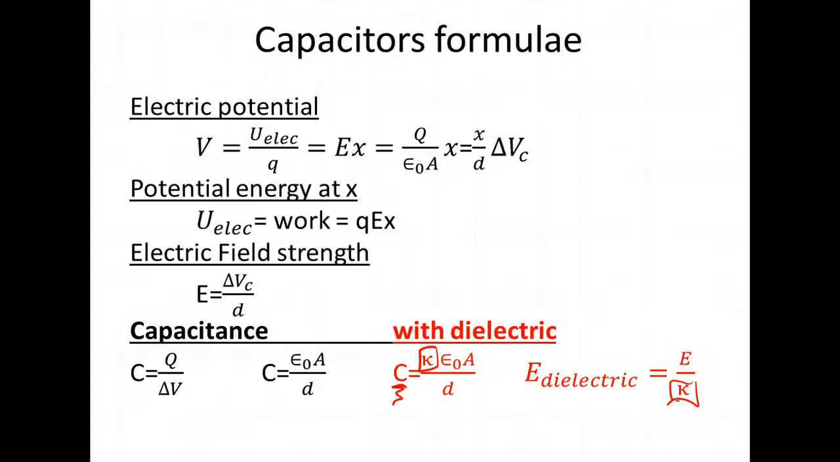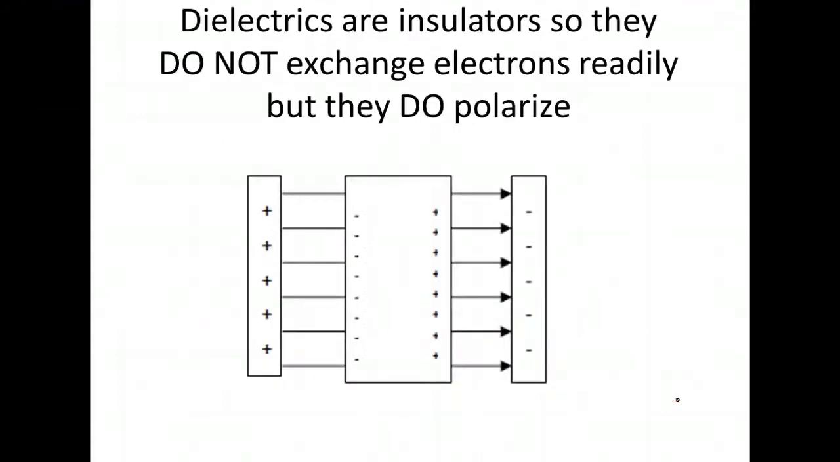The electric field goes down for a really cool and interesting reason that I'm going to briefly describe to you and try not to bore you to death. When I put an insulator in, I know that insulators don't exchange electrons readily. That's why they're insulators. They don't pass them along to anything else.